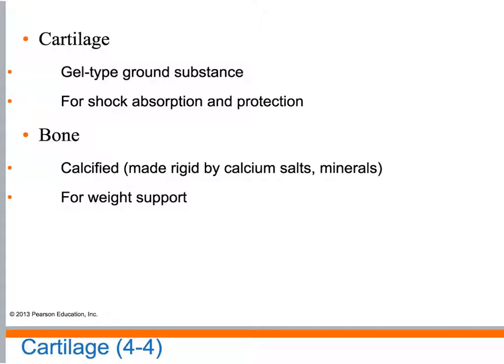Now we go on to supportive connective tissue. That includes cartilage and bone. Cartilage has a gel-type ground substance, and it's used for shock absorption and protection. Bone is calcified and it's made rigid by calcium salts and minerals, and it's for weight support.